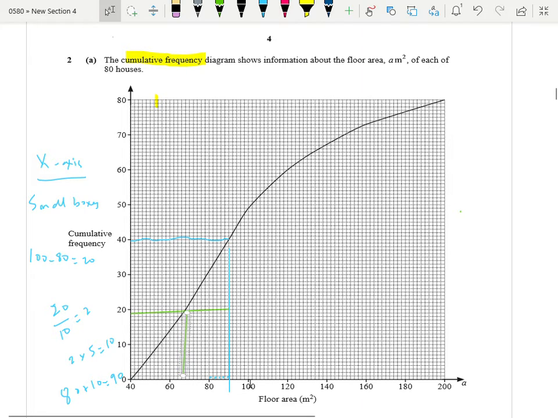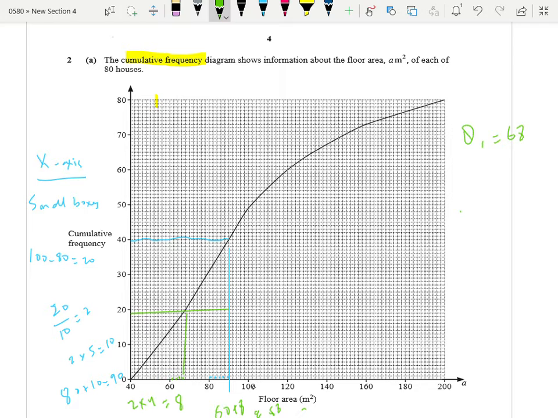okay. So how many boxes there? I think we have got 1, 2, 3 and 4 boxes. Right, so 4 times 2 would be 8. So 60 plus 8 would be 68. So 68 is our q1.